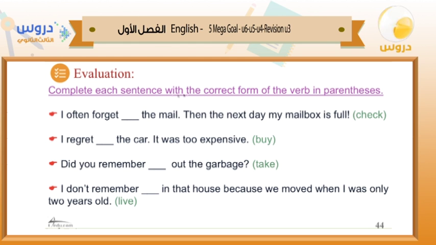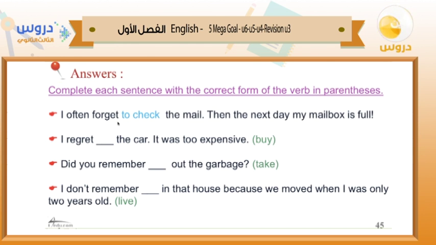Let's evaluate our understanding here. Complete each sentence with the correct form of the verb in parentheses. I often forget the mail, then the next day my mailbox is full. I often forget to check the mail, then the next day my mailbox is full. I regret the car, it was too expensive. Here, it means that something happened in the past. So here, I regret buying the car.